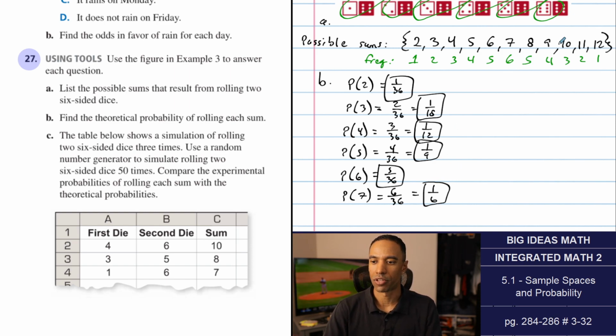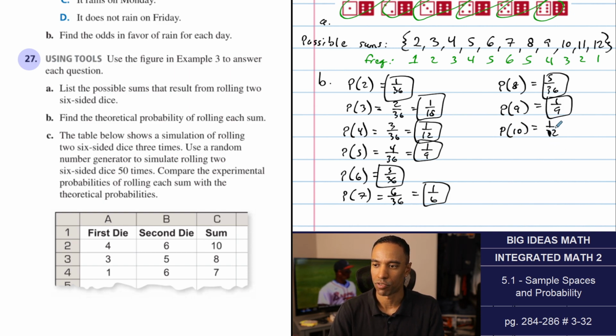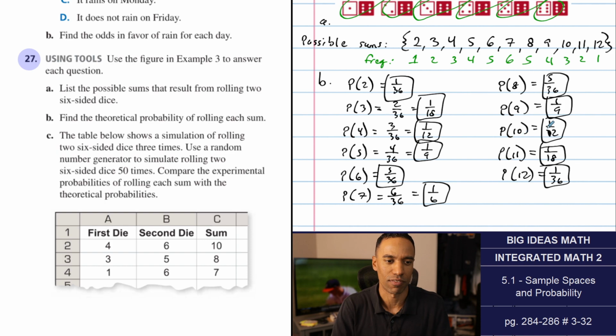Now, as you do the others, it'll just go back down the other way. So probability of 8, back to 5 out of 36. Probability of 9 is 4 out of 36. That's your 1/9, so I'll just write that. Probability of 10 is 1/12. And then 1/18 and 1 out of 36 for the rest of them. Okay, those are the different probabilities of those.